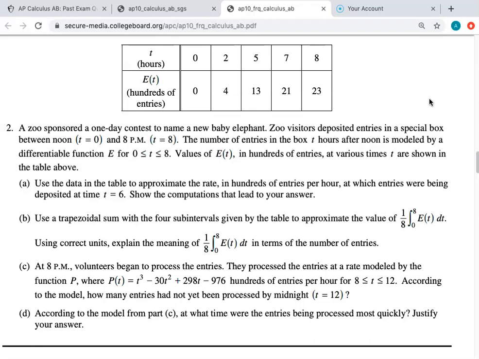And then part D, which I'm kind of curious if anyone gets this. Almost everyone in first period just skipped it. Please don't skip it. This is important. You're going to get tested on it, so it's good to know. According to the model from part C, at what time were entries being processed the fastest? So what are you really finding? You're finding a max of P, right? From 8 to 12.